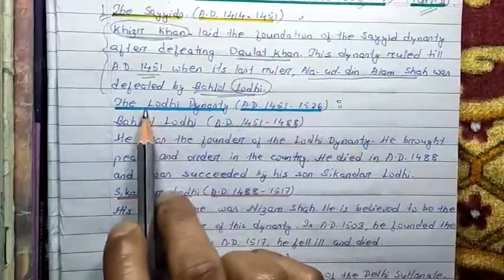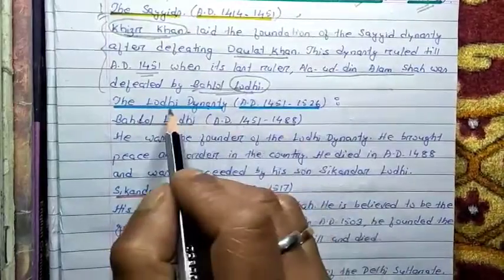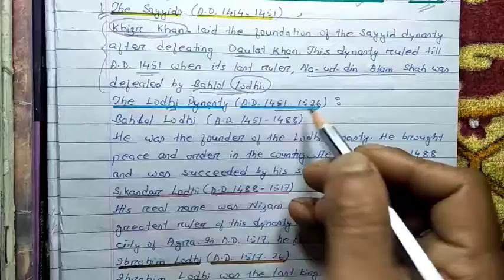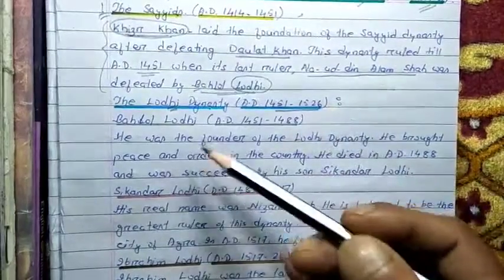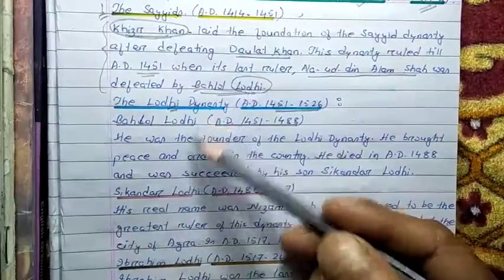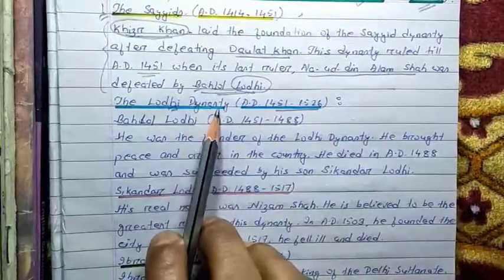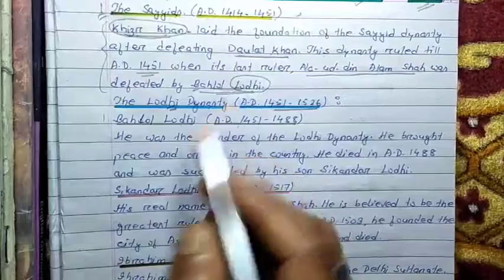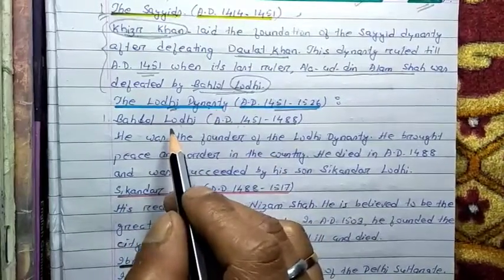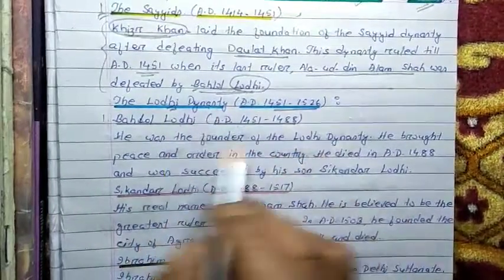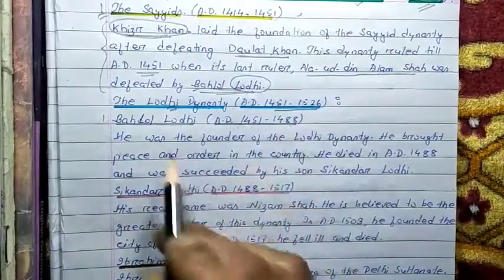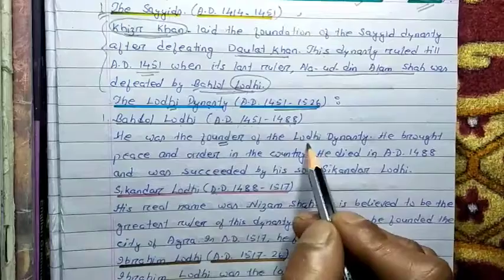Now comes the Lodhi dynasty. The Lodhi rulers ruled from 1451 up to 1526, quite a long time. Here we shall try to understand three rulers of the Lodhi dynasty. The first one was Bahalul Lodhi, the founder of the Lodhi dynasty. He ruled from 1451 up to 1488.